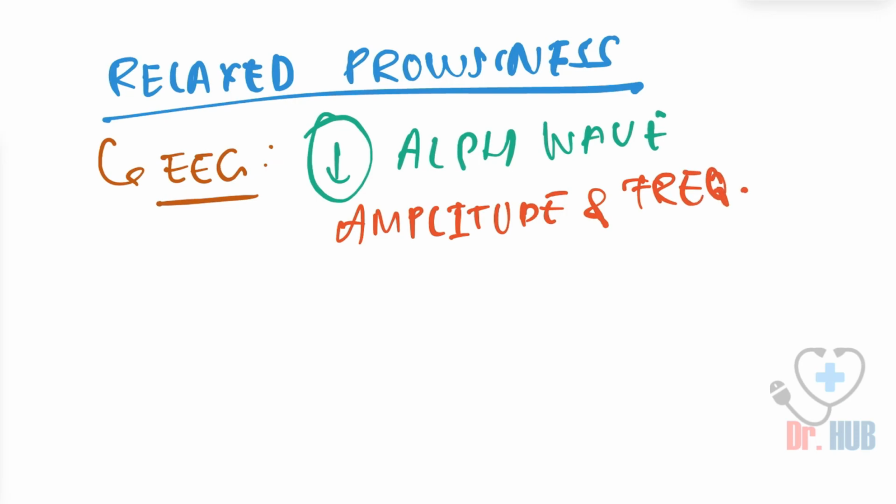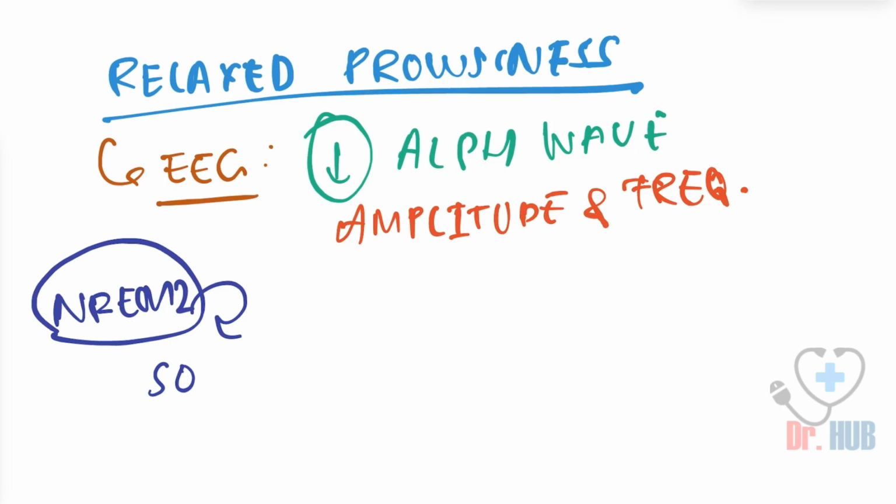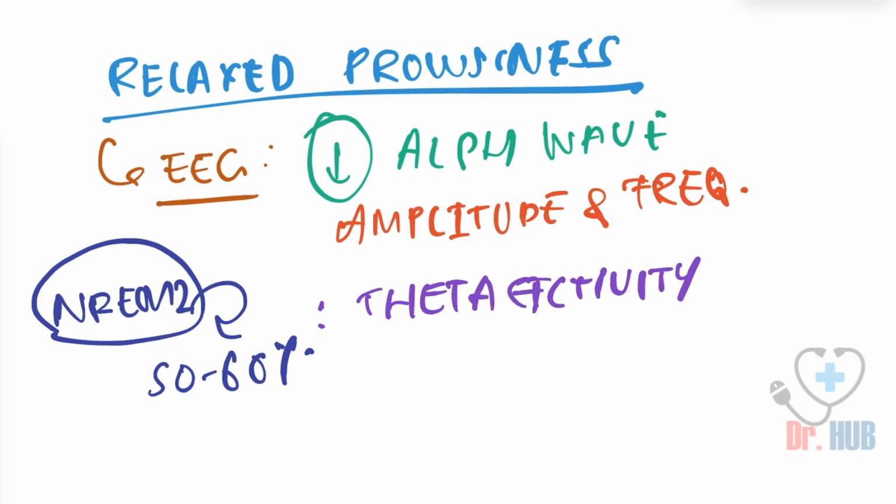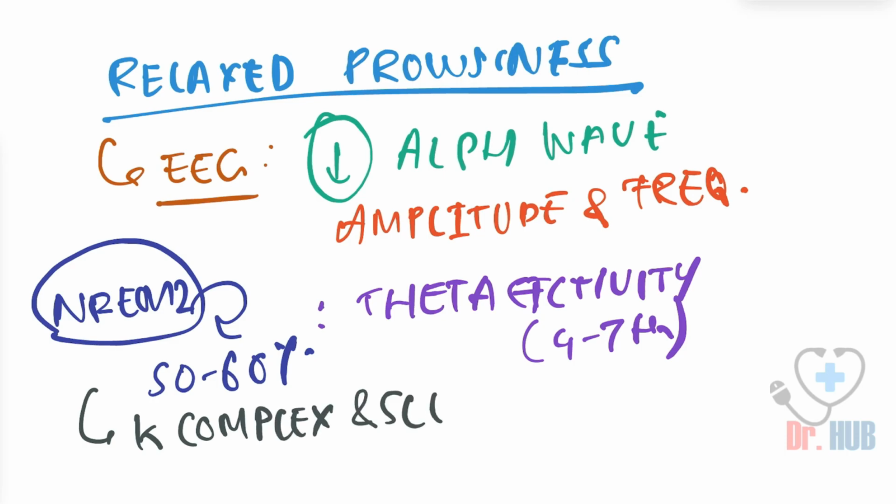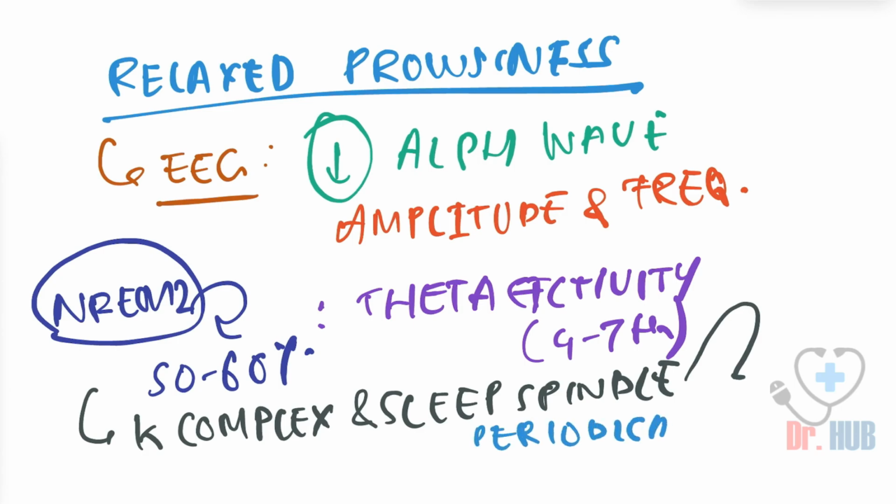Then the second question we asked was about NREM2. We need to know that NREM2 is about 50 to 60% of sleep. Here the EEG finding shows predominant theta activity, about 4 to 7 Hertz. And there is also the K complex and the sleep spindle. They occur periodically.